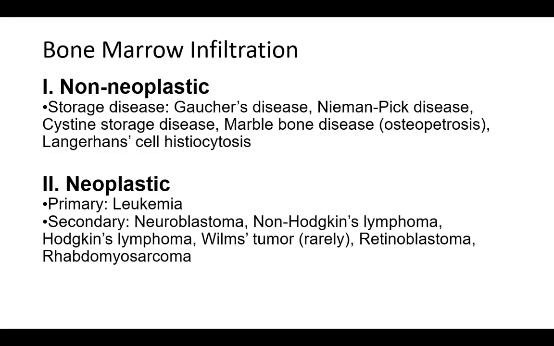Of course, bone marrow infiltration is important both in neoplastic and non-neoplastic disorders. So when you see a patient with anemia, and when you suspect it may be due to bone marrow suppression, it may be due to neoplastic disorders such as leukemia or other malignant disorders, or non-neoplastic disorders, especially storage diseases. I will not go into detail for this.